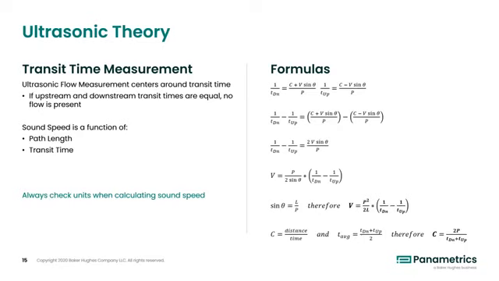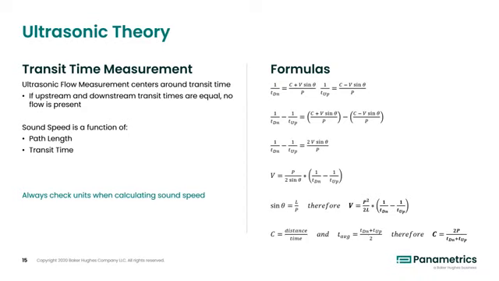Another calculation that is obtainable through transit time ultrasonic flow measurement is sound speed. As we mentioned before, sound speed is simply the velocity of a sound wave through a given medium. In this case, we can look at the sound speed as the distance the sound wave travels in a known time interval. Our distance is a fixed value, that's your path length or your P parameter that we discussed earlier. The time is simply the average of your two transit times.